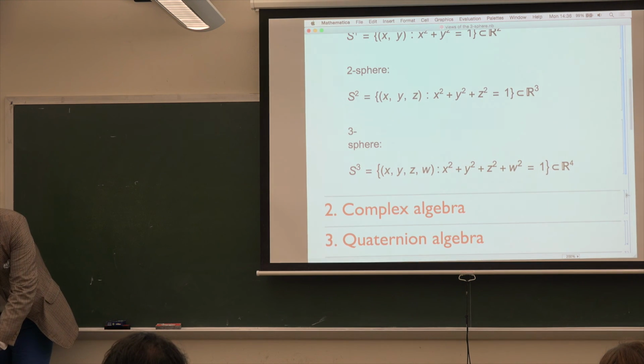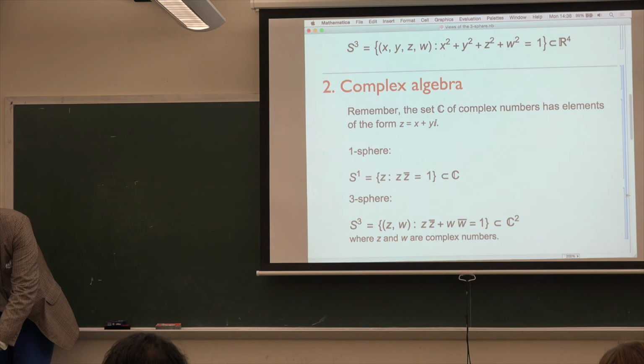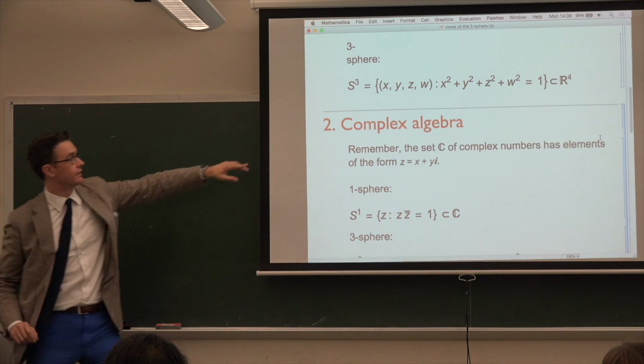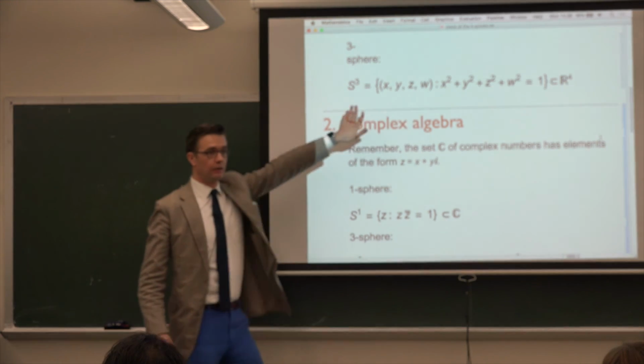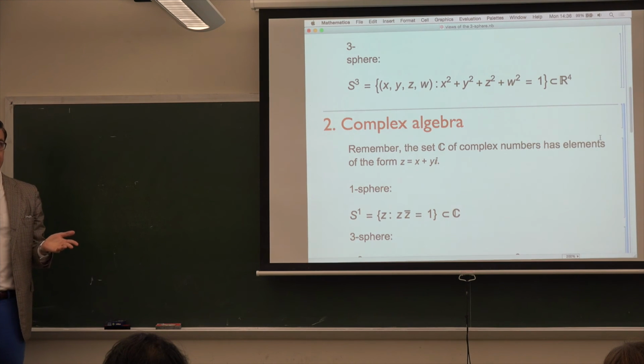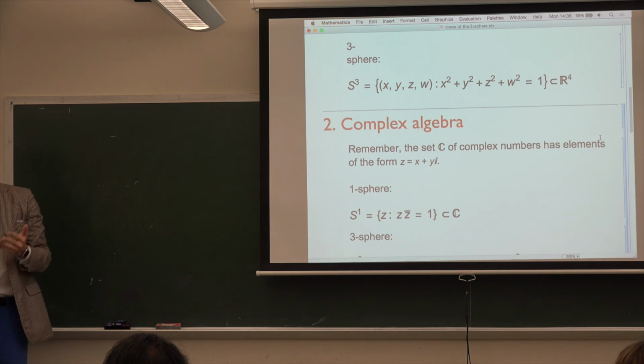Okay. Now, this, you can also think not in terms of real algebra. So up here, the x, y, z, and w are real numbers. But we can think instead in terms of complex algebra. So instead of talking about real numbers, we're going to talk about complex numbers.